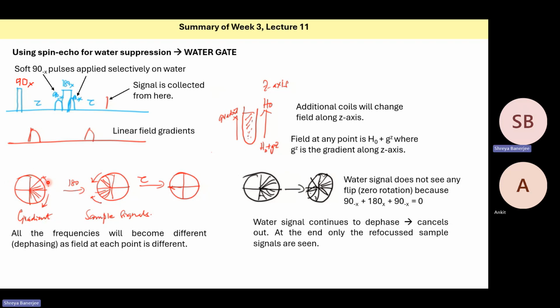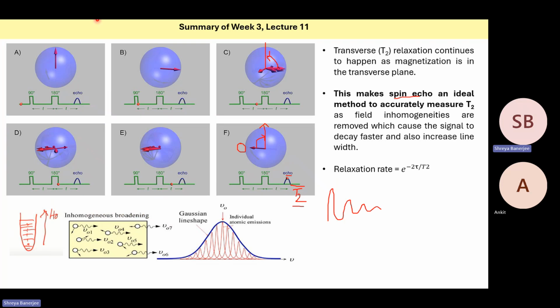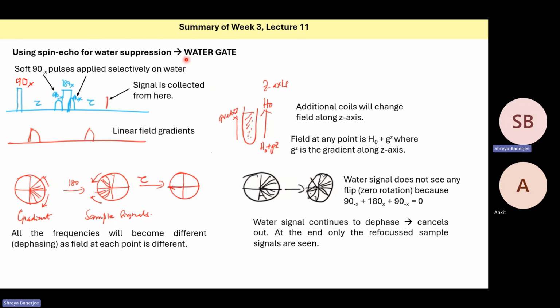So the red one is the sample, and the sample signals have all come along the xy plane. Now, because of this kind of varying field, we have previously seen that if there is field inhomogeneity, the single signal will split up into multiple signals. Here you're introducing a field inhomogeneity by putting a varying magnetic field. So the single signal will split up into multiple signals in different directions.